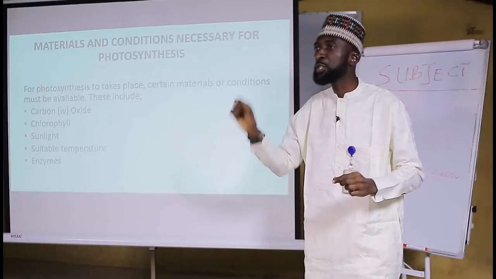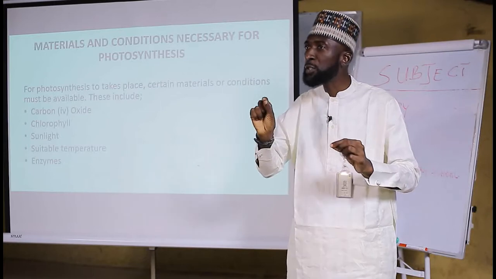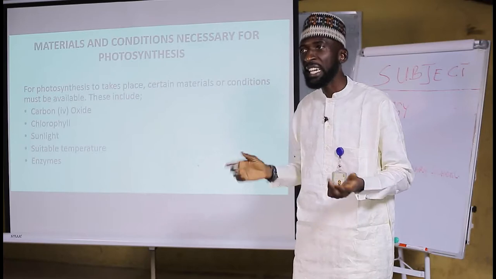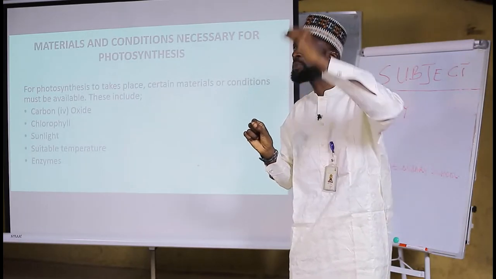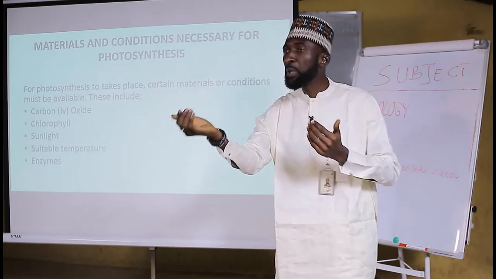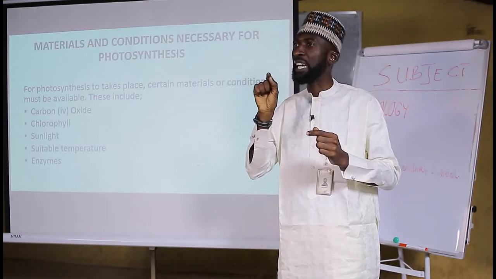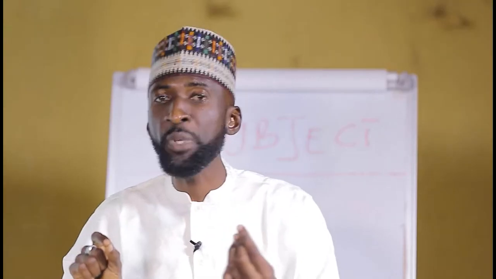So carbon dioxide is usually found in the atmosphere, and it has the ability of getting into the plants through a structure called the stomata. The stomata are small openings found on the surface of leaves. Anywhere you see a leaf of a plant, the plant is able to take in carbon dioxide from the atmosphere through a particular small opening called the stomata. It's a microscopic structure that we may not be able to see with our naked eyes.